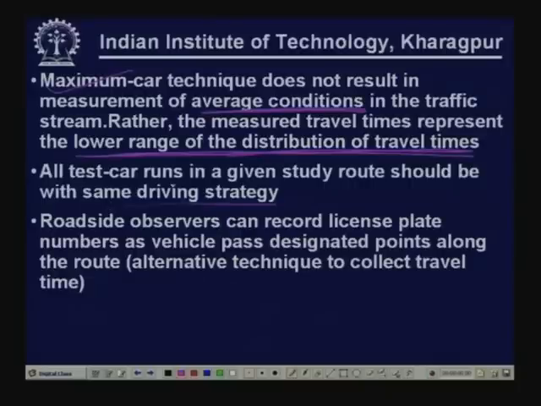An alternative to this approach is where roadside observers record license plate numbers as vehicles pass designated points along the route. This is essentially an alternative technique to collect travel time. What we are doing, instead of using a test car, suppose these are the different control points, we note down the registration plate number here, somebody else notes down the registration plate number here, somebody else notes down the registration plate number here, and the time also is recorded. Afterwards, by matching the registration numbers, we can find how much time that vehicle has taken to travel this distance, how much time it has taken to travel these small stretches. That way also we can get the travel times between the control points or designated points, and accordingly we can calculate the average travel time or the average travel speed. This is an alternative to the moving vehicle method.